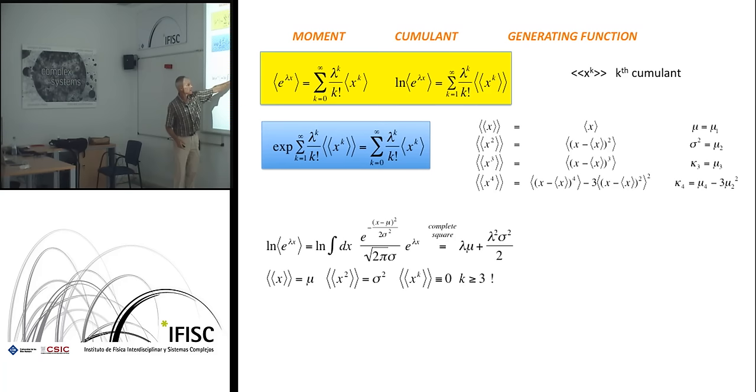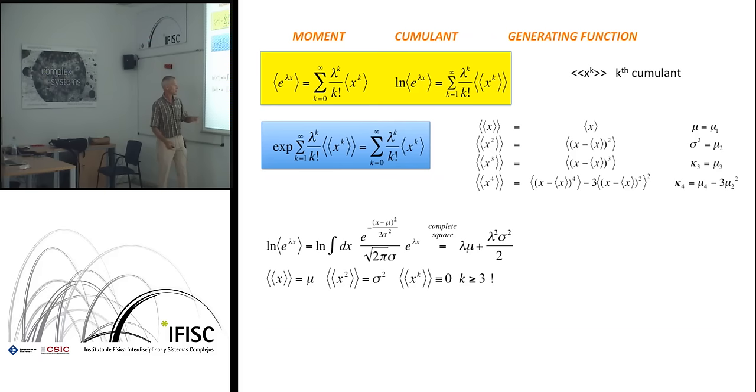And I want to calculate the cumulant generating function. So what do I have to do? I have to calculate the average of this quantity. So this average is the exponential of lambda x times the probability distribution integrated over all x. And I have to take the logarithm. This is this thing. And if I expand this, I should find the cumulants for this distribution.